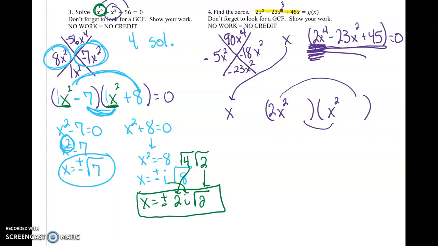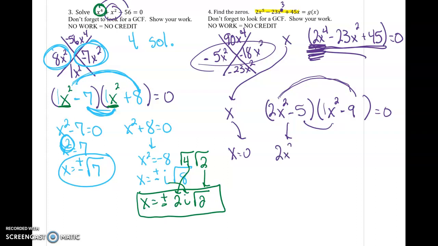All right, so I'll have to ask myself, 2 times what can make one of these numbers, and that will make the -18. So I'll put a -9, because 2x squared with -9 makes the -18x squared. And maybe you like that invisible 1 times a -5 makes the -5x squared. And I'm going to set each factor equal to 0 to get my 5 solutions.